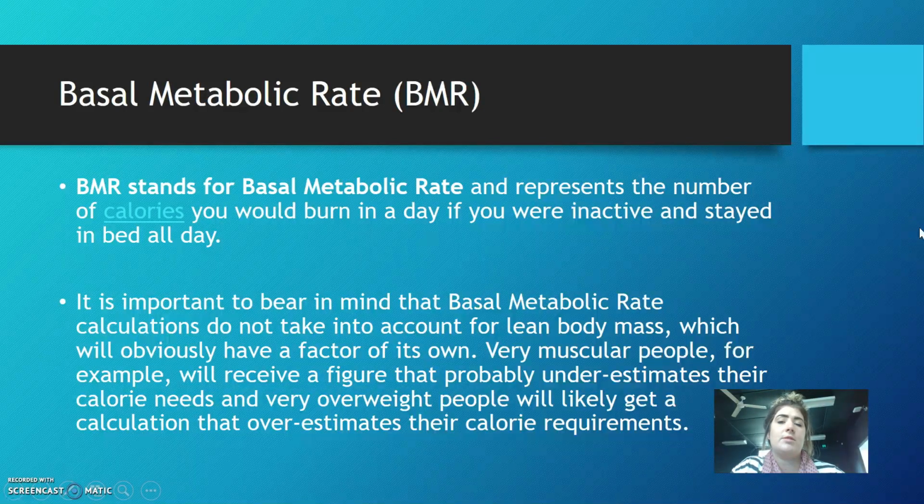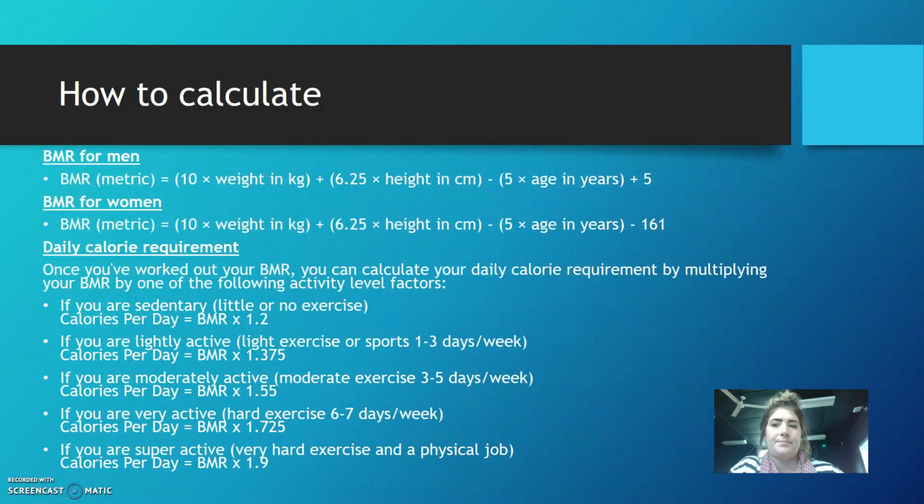When you calculate them, it's really important to note that the calculations don't take into account how lean or how big you are. So very muscular people will probably receive a figure that underestimates how many calories they need, and people who are overweight will probably get something that overestimates. This is how you calculate it: your BMR is 10 times your weight plus 6.5 times your height minus 5 times your age in years. For men, you add 5, and for women, you minus 161.